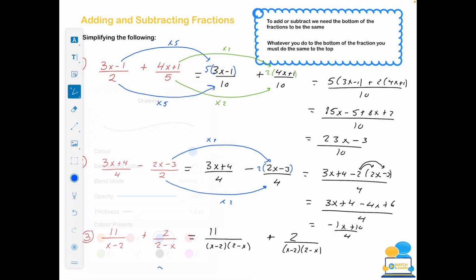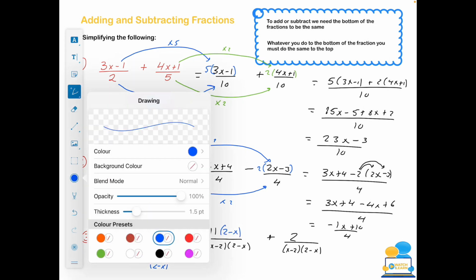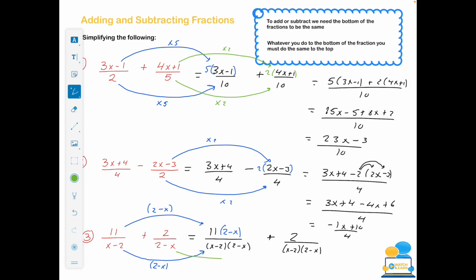Now, again, different colours, we're going to use our arrows. Okay, so to go from here to here, there was originally an x minus 2, and now suddenly there's an x minus 2 and a 2 minus x. Okay, so we'll write what's new on the bottom there. You need to do the same thing to the top. So we're going to have to multiply the top by 2 minus x. And similarly with the other one, so there was a 2 minus x originally on the bottom. Suddenly there's a 2 minus x, but there's also an x minus 2. So we'll have to do the same thing to the top. We'll do x minus 2.